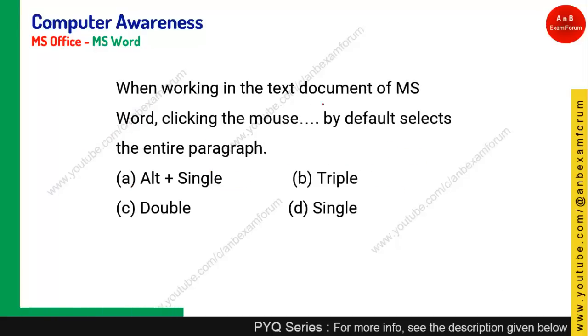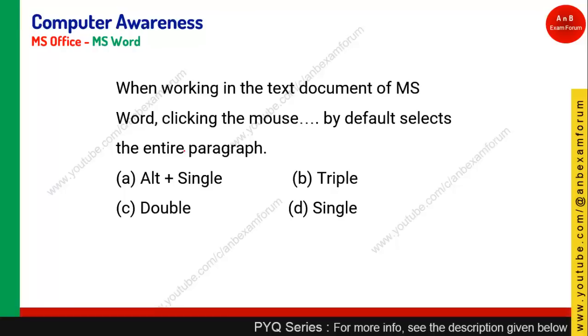When working in the text document of MS Word, clicking the mouse dash by default selects the entire paragraph. Just a few questions back we have seen, if you are clicking 3 times with the mouse, then the whole line or the paragraph will be selected. So option B should be the right answer. Those who have given option B, well and good, they are very well done.